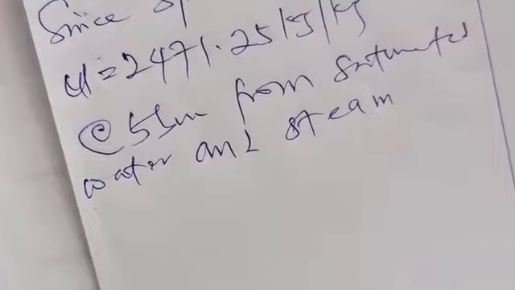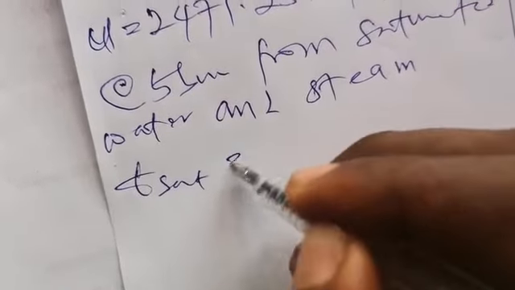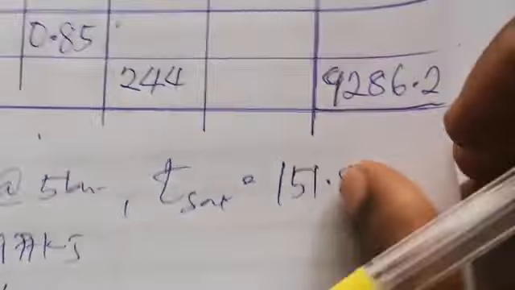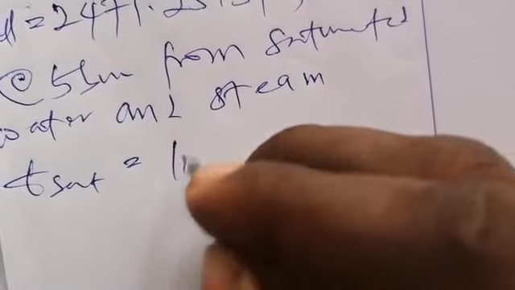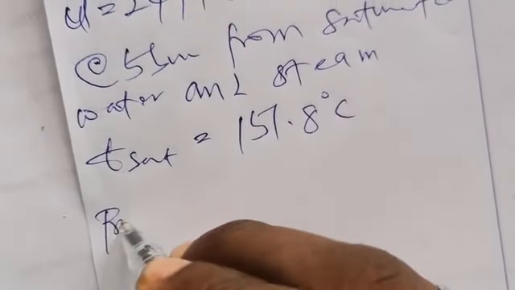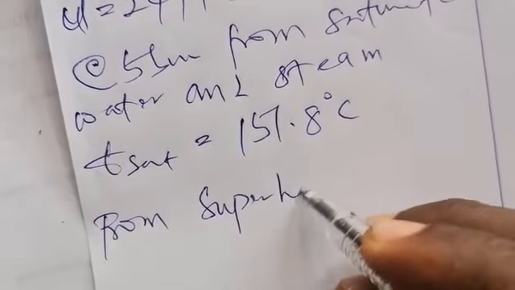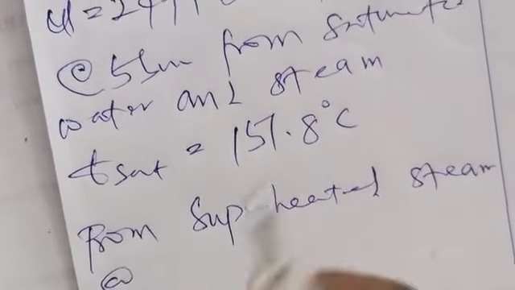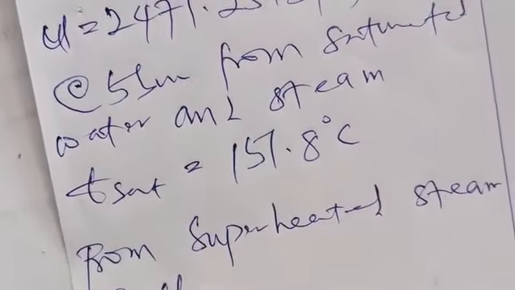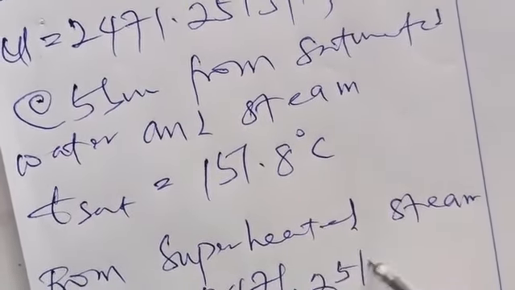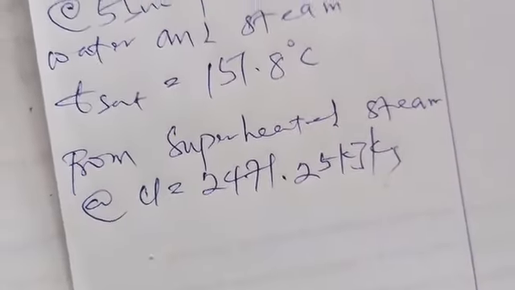We obtain the saturation temperature simply as 151.8 degrees Celsius. So now we look up the superheated steam table, corresponding to this internal energy, U equals 2471.25 kilojoules per kilogram.